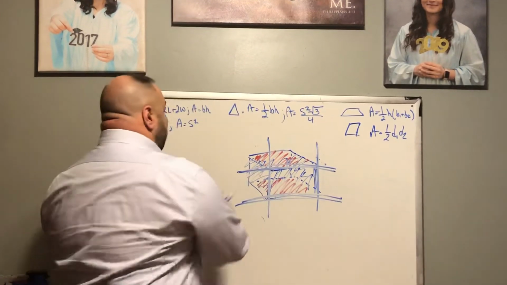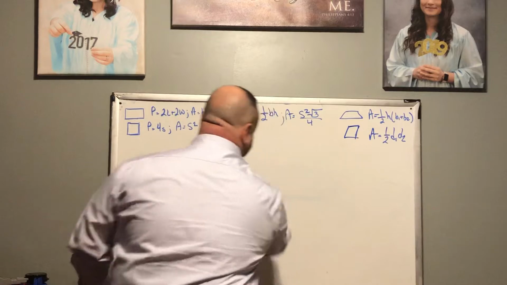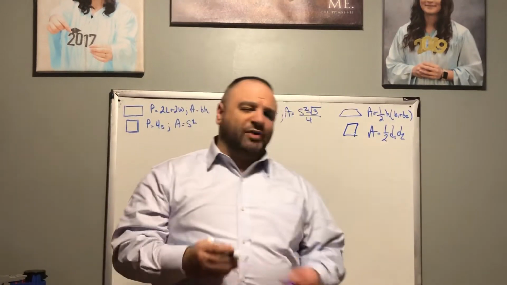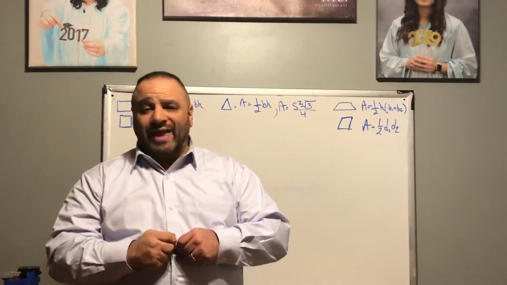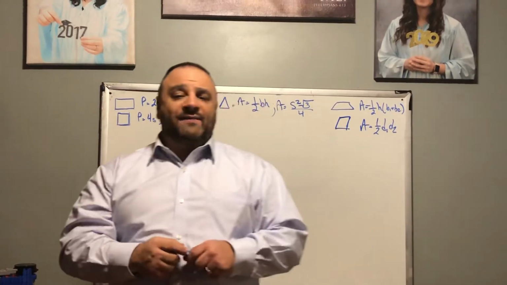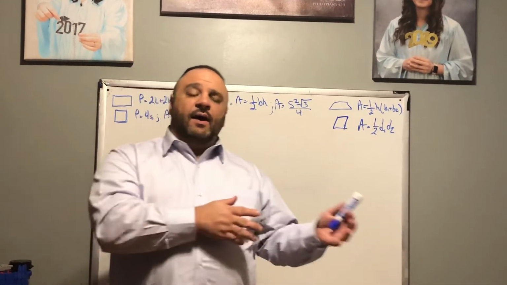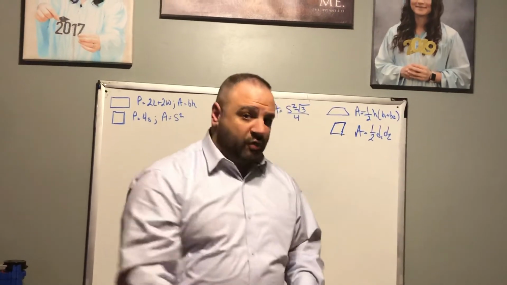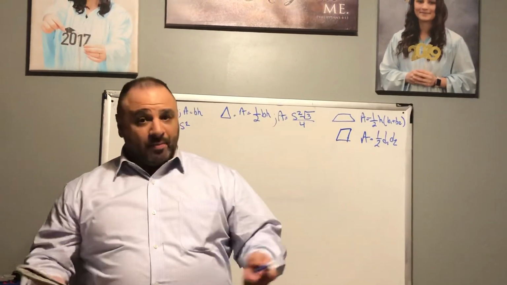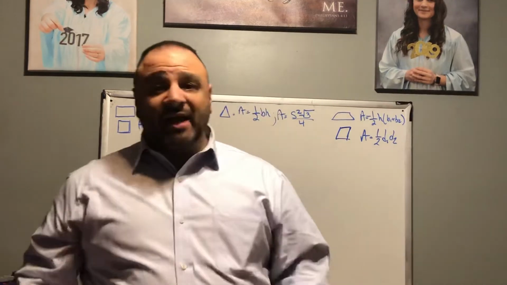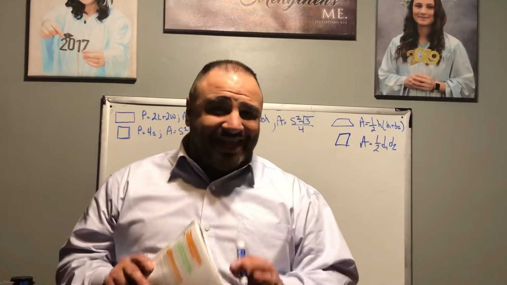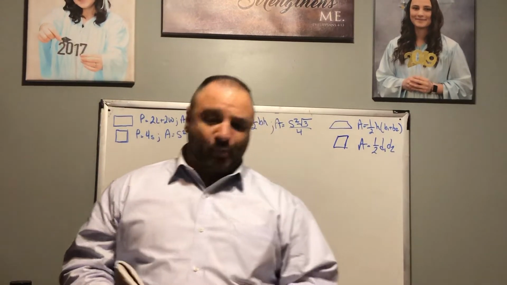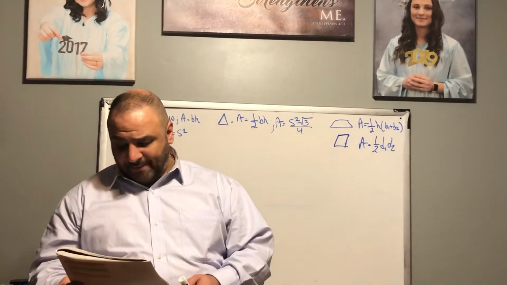So now we would name a prism. We would name a prism by its base. If the base is a triangle, we would call that a triangular prism. If the base is a rectangle, we would call that a rectangular prism. If the base is an octagon, it would be an octagonal prism. So whatever the base is, that's how the prism would get its name, okay?